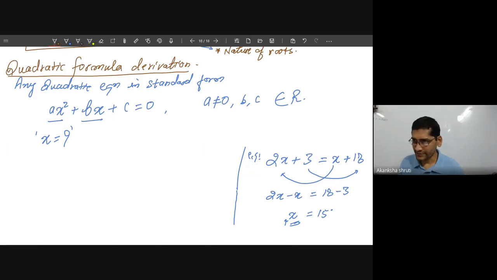It is still in your syllabus. Do not forget this. It may be asked to derive the quadratic formula itself.